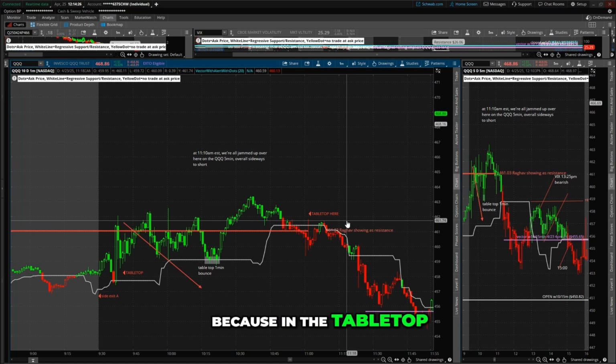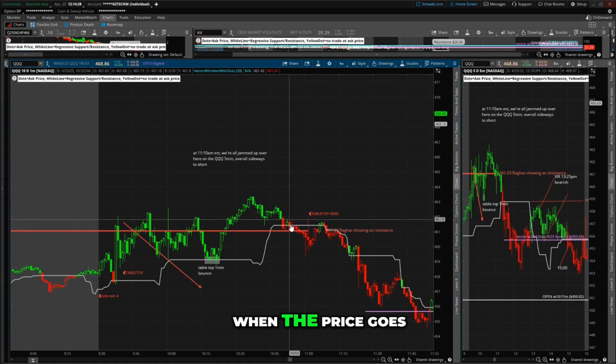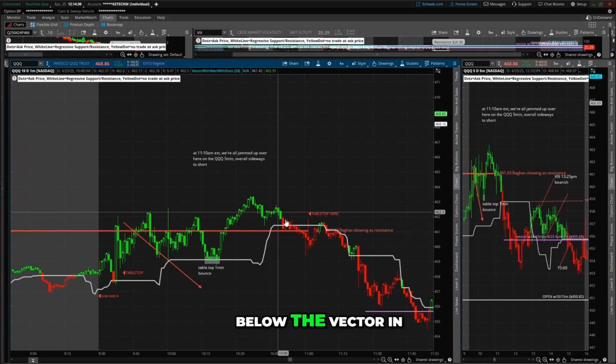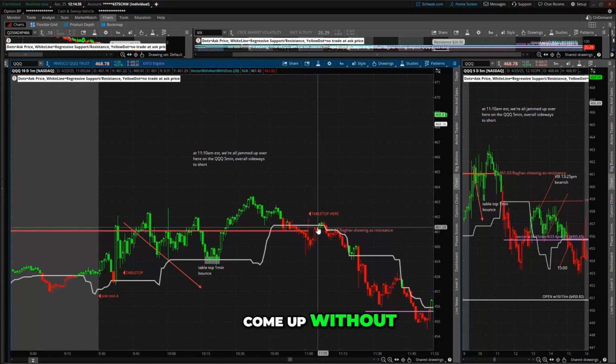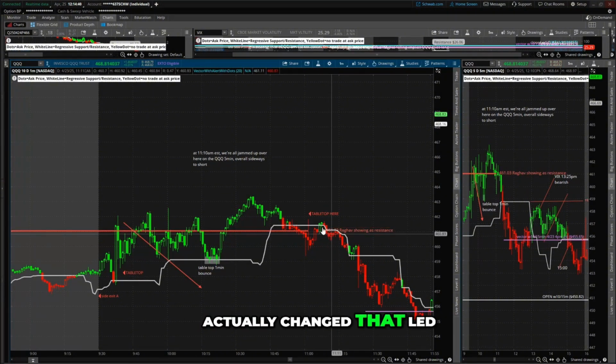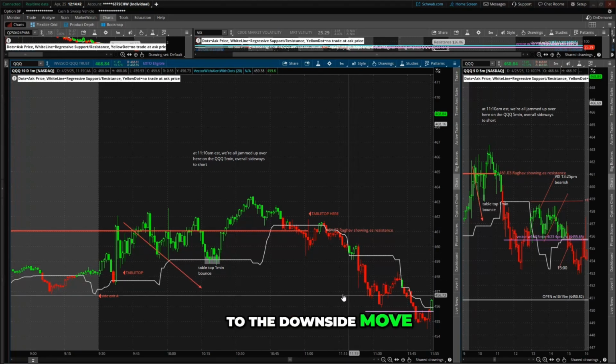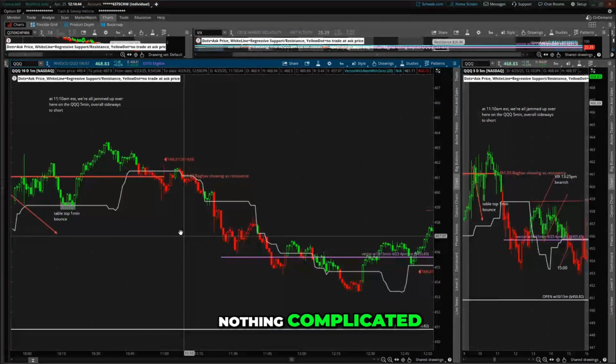Why? Because in tabletop B, it's pretty simple: when the price goes below the vector in the tabletop B condition, it is supposed to come up without the vector actually changing. So the vector value actually changed, and that led to the downside move. As simple as that, nothing complicated.